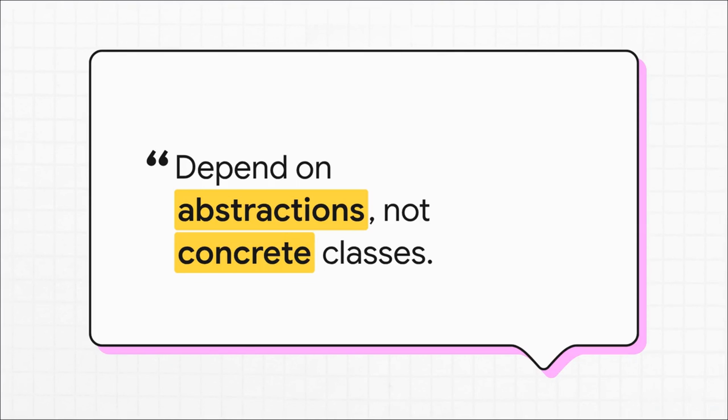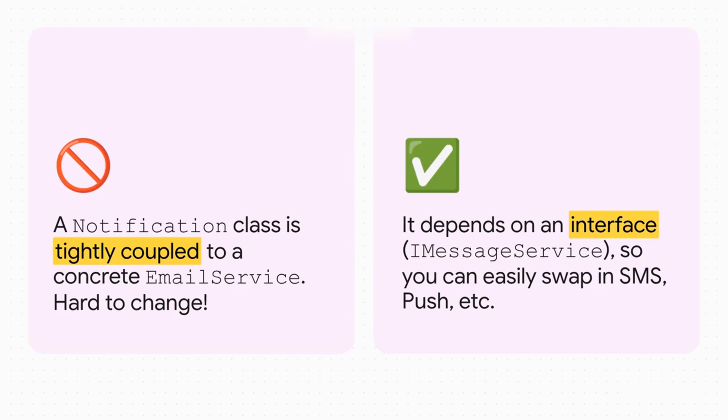High-level modules, that's your important business logic, like a notification system. Low-level modules, that's the nitty-gritty detail, like a specific email service that sends an email. The principle says your important logic should never be directly tied to a specific detail. Instead, they should both connect through a middleman, an abstraction, which is really just a fancy word for a contract, like an interface.